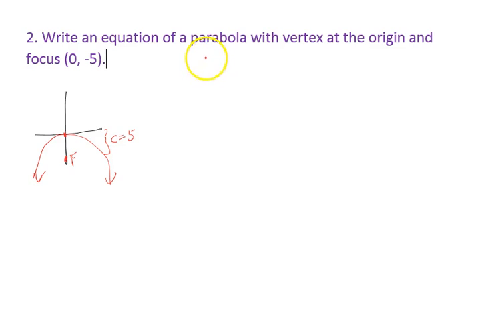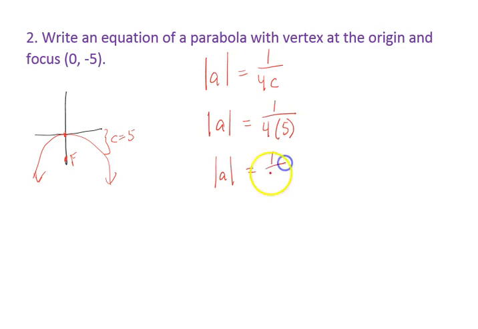Then I go to the formula, the absolute value of A equals 1 over 4C that I gave you before. And I am trying to find that A. So the absolute value of A would be 1 over 4 times 5, since we know our C is 5. And so that means I get 1 over 20 as my A. Now, then you decide, should it be positive or should it be negative? That's why there's an absolute value on the A. Since it faces down, you know that it is a negative parabola. So your A, in this case, is -1/20.